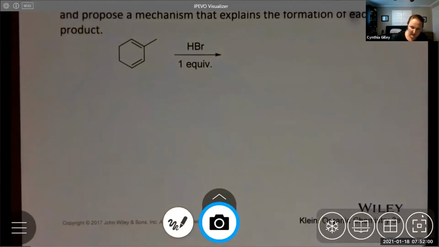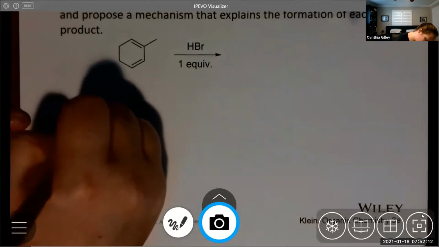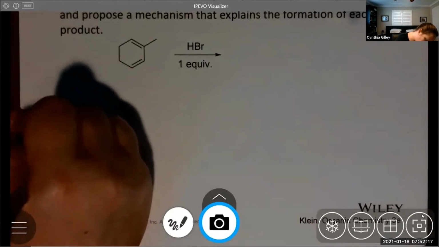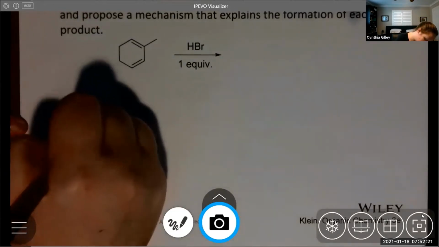Okay, let's go ahead and go over this. So it would like a mechanism and it would like for us to show both products. So let's start off with the mechanism and then we can figure out the product. Maybe there's more than two products. We're going to analyze and figure it out.